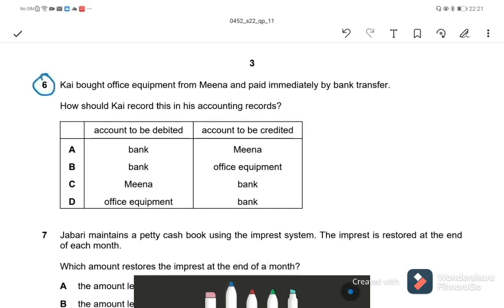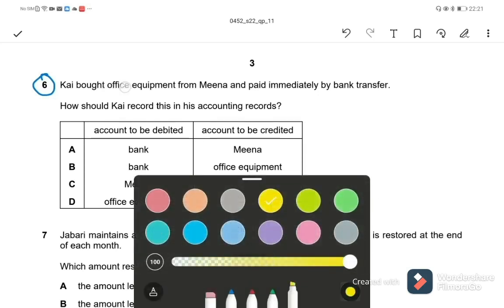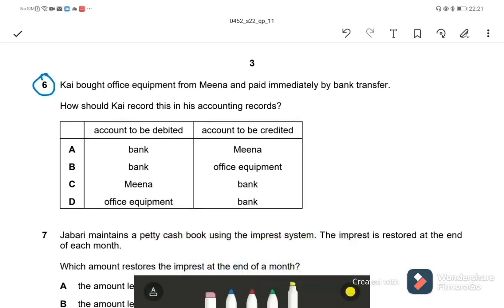Question number 6. Kai bought office equipment. He purchased office equipment from Meena and paid immediately by bank transfer. How should Kai record this in his accounting records? He purchased an office equipment and paid by cheque. Bank transfer means did the payment by bank.